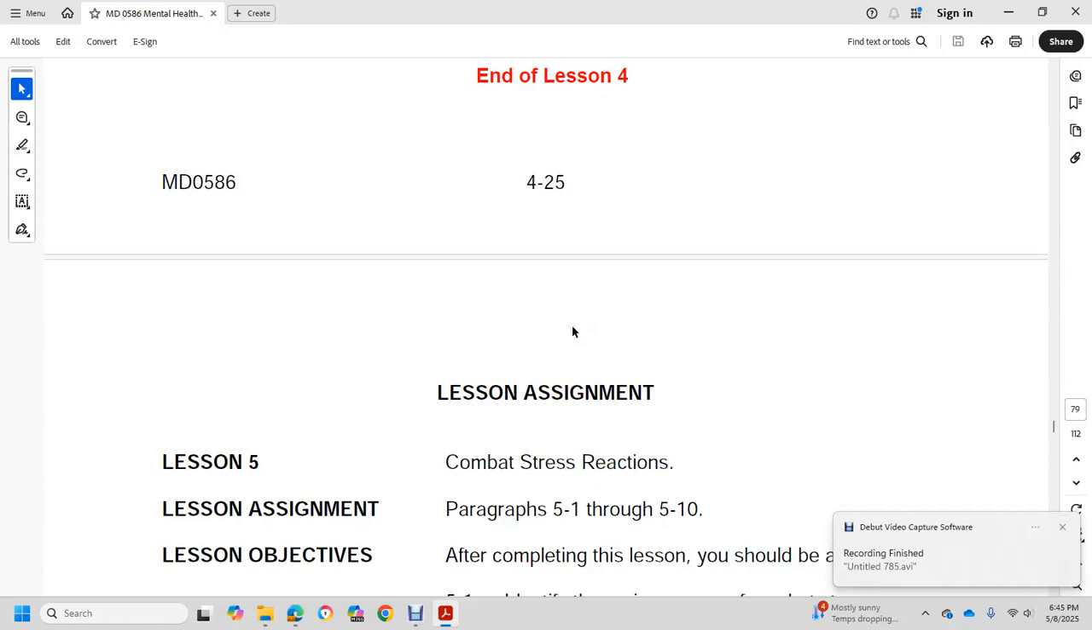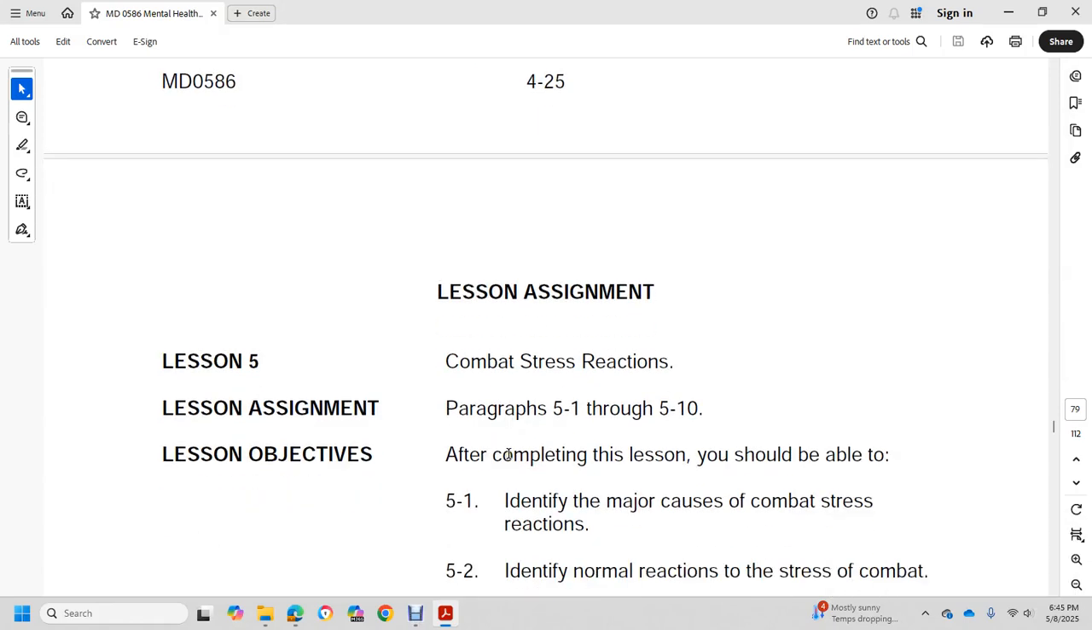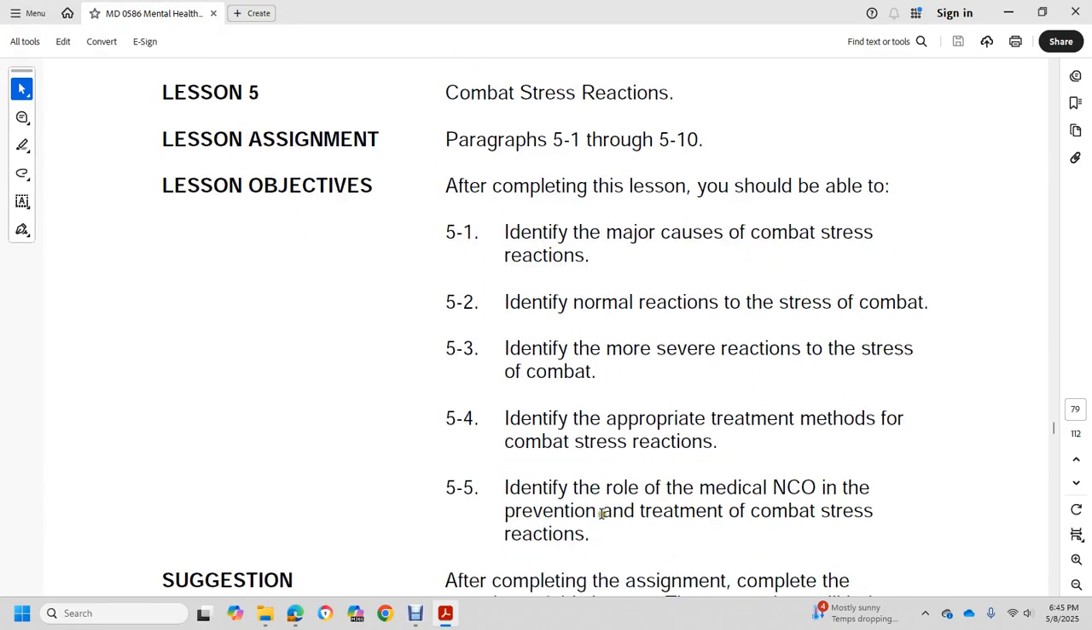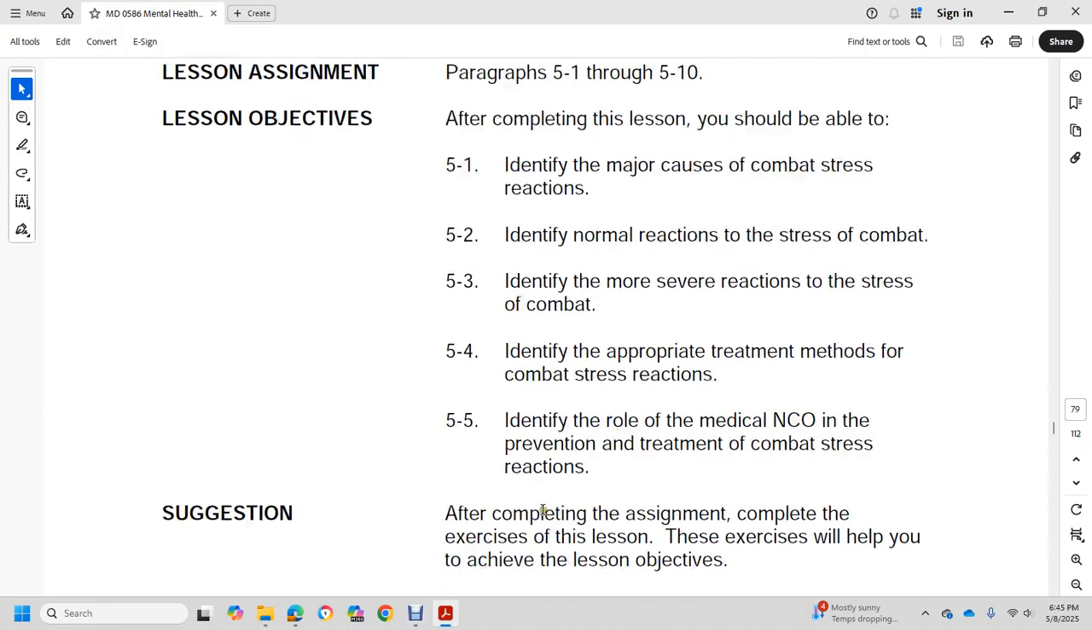Instant assignment, lesson 5, combat stress reaction, paragraphs 5-1 through 5-10. Identify the major causes of combat stress reaction, identify normal reactions to combat stress, identify more severe reactions to combat stress, identify appropriate treatment methods for combat stress reactions, and identify the role of the medical NCO in the prevention and treatment of combat stress reactions.